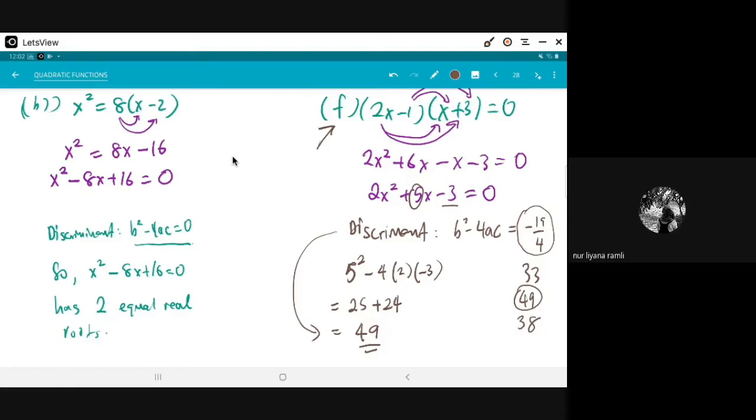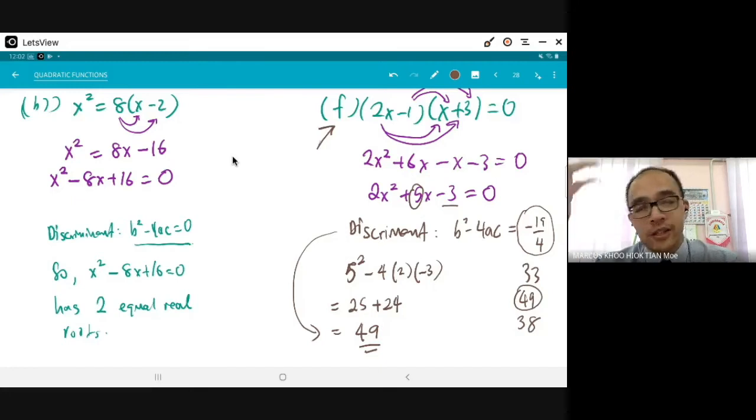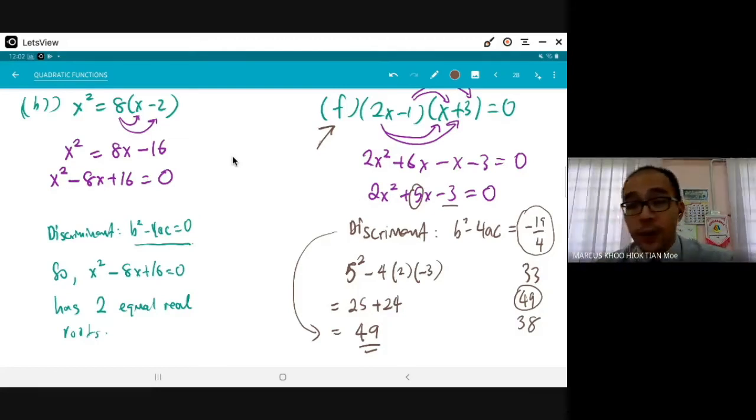Two different real. Okay, two different and real. Two real and different. Okay, same thing lah. Okay, dia adalah kategori pertama. Okay, so that's the first thing I want you to understand.